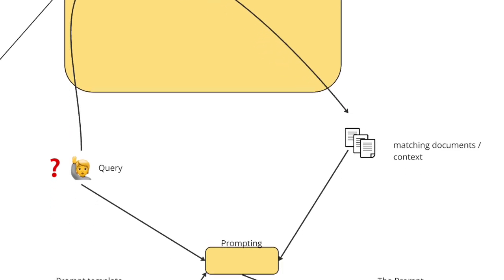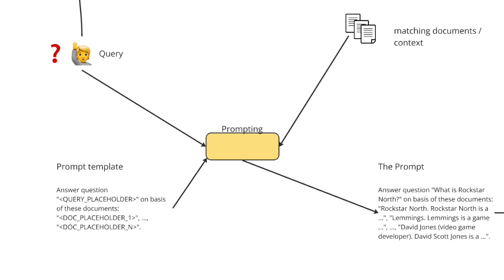The next phase in a RAG application is prompting, and in prompting we have the matching documents that were found during the previous phase, and we also have the user query available. Additionally, we have something called a prompt template. The prompt template contains instructions for the LLM for generating the response, and also some placeholders which will during prompting be replaced with the found documents, the matching documents, and possibly also with the query.